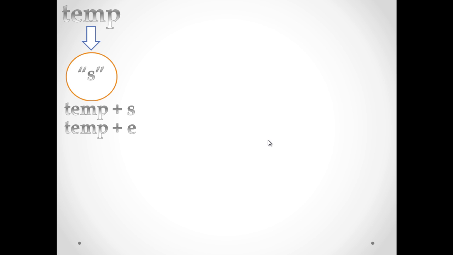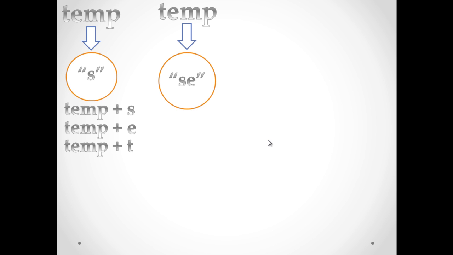The next time we will concatenate the second last character, which is e, to the temporary variable. That will create a new object and we will assign it to the temporary variable. Now the temporary variable is pointing to a newly created object, and the previous object becomes eligible for garbage collection, and we will repeat the same process. This time we will concatenate the character t to the temporary variable. That will create a new object and assign it to the temporary variable. Now the temporary variable is pointing to a newly created object, and the previous object becomes eligible for garbage collection.